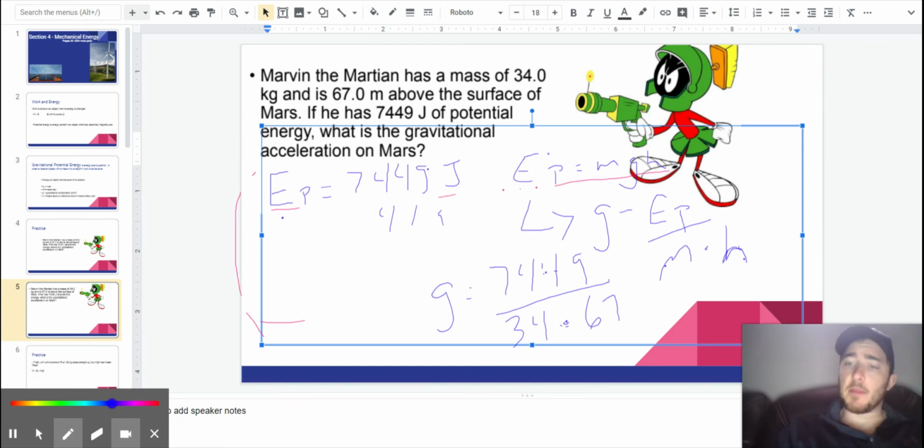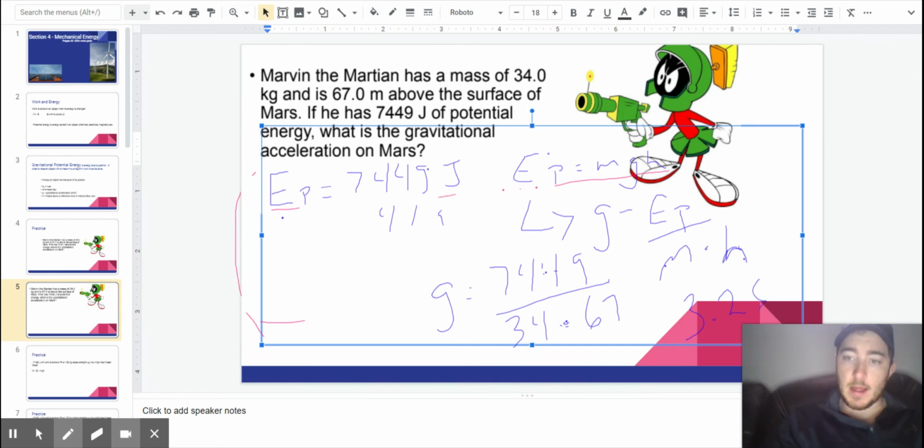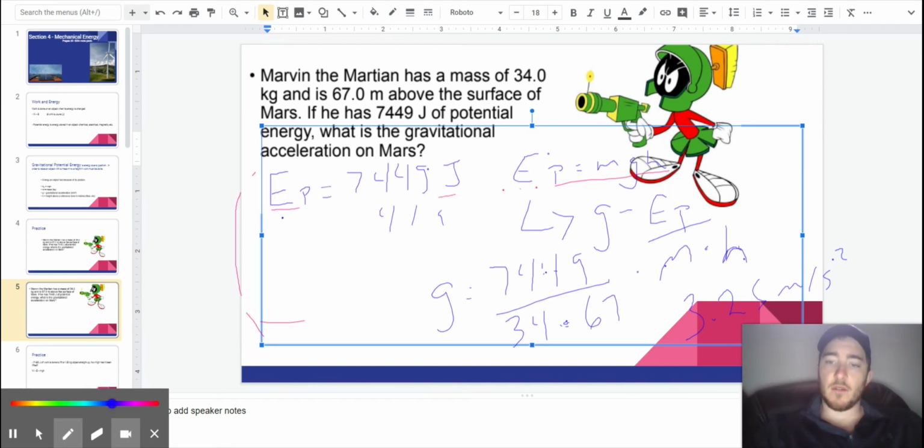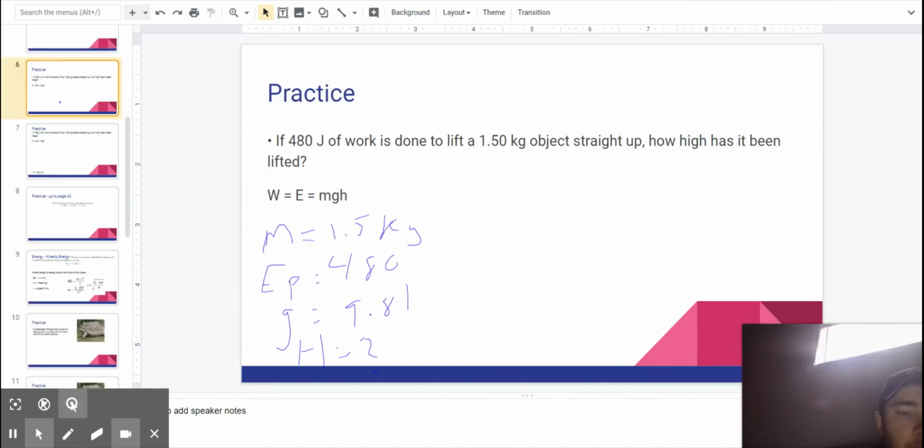So after punching that into my calculator, I get an answer of 3.26. And that's going to be meters per second squared. So you can tell that it has much lower gravity on Mars than here on Earth. Okay, so that's the gravitational acceleration that we just solved right here. All right, so that's potential.